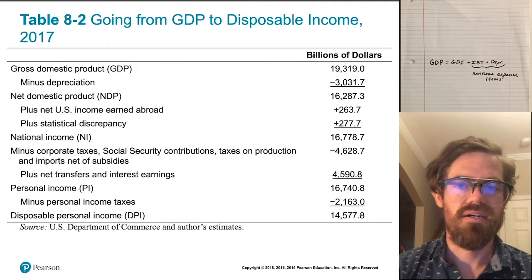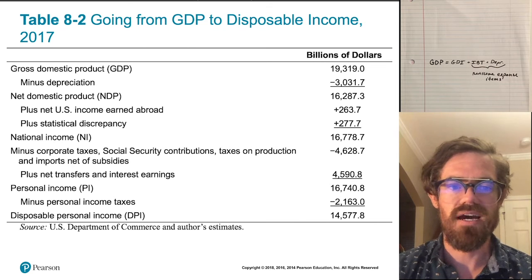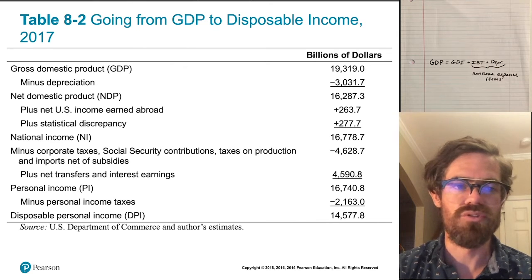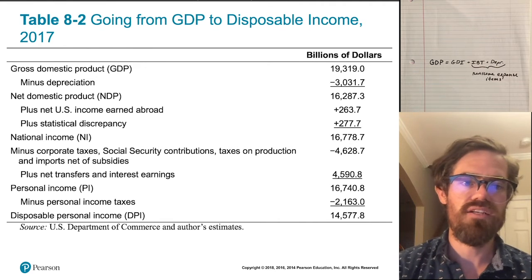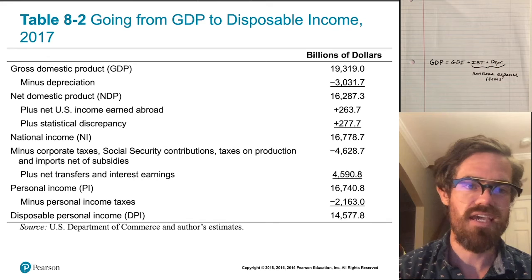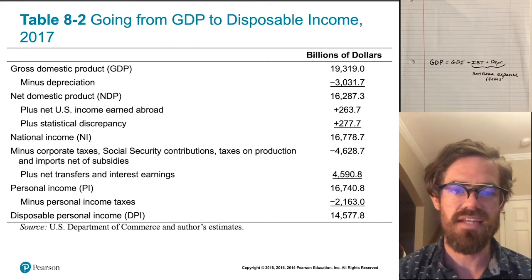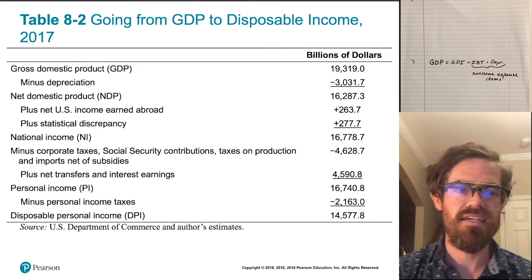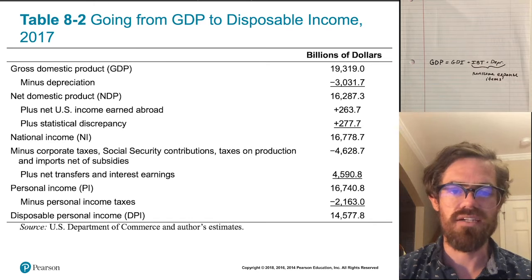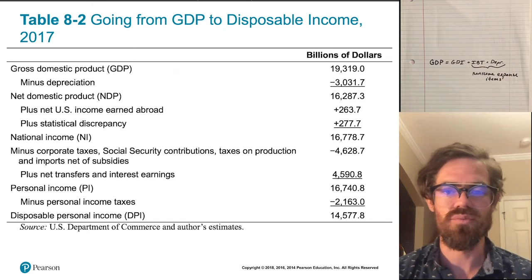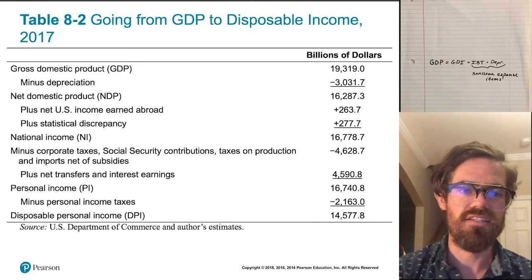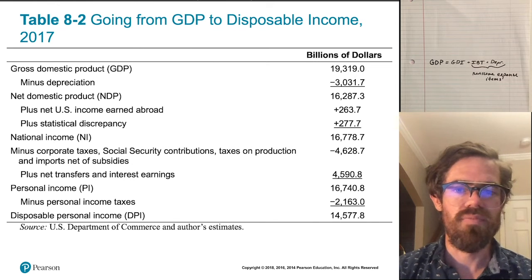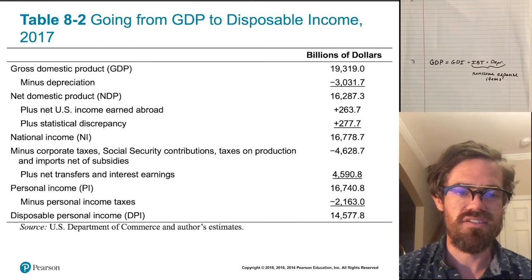All right, so here we've got gross domestic product. It doesn't really matter which way we got it, income approach or expenditure approach. Now, if we take away depreciation, recall that when we take away depreciation from GDP, that gives us net domestic product. Now, if we add to that any income that U.S. residents earn in other parts of the world, which is what's called net U.S. income earned abroad, and then we also add that statistical discrepancy, we get what's called national income.